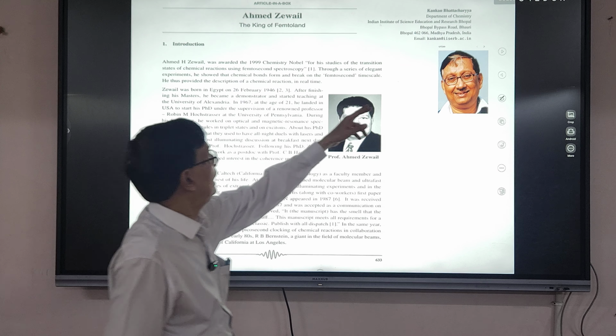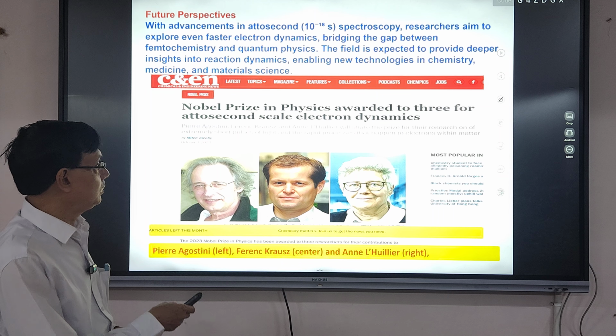It is called attosecond spectroscopy, and there are three scientists, Pierre Agostini, Professor Krauss, and Wheeler. They were also awarded, because you can monitor the atom, you can monitor the other structure, but it is extremely difficult to monitor the electrons' movement. But ultimately, that is also possible. Therefore, this technology is very important for chemistry. Chemistry is everywhere. And of course, you know that material science is also chemistry. And of course, medicine, drug designing, and everywhere people are using femtochemistry.